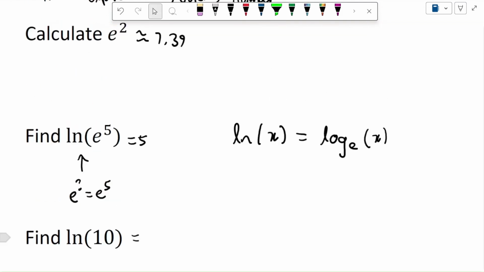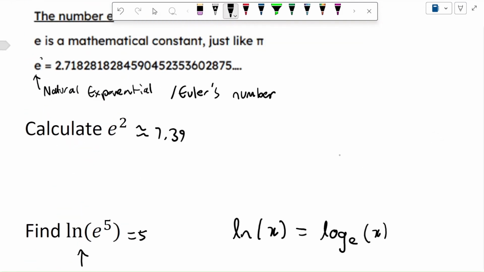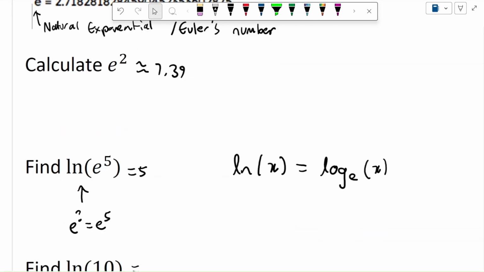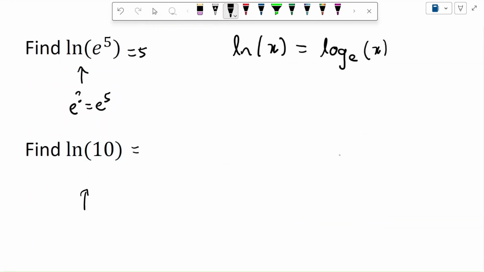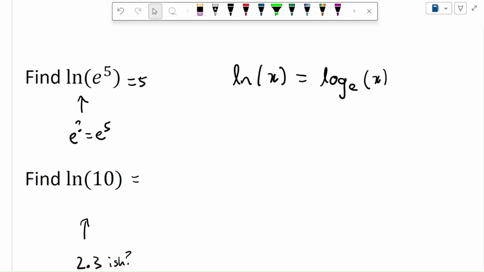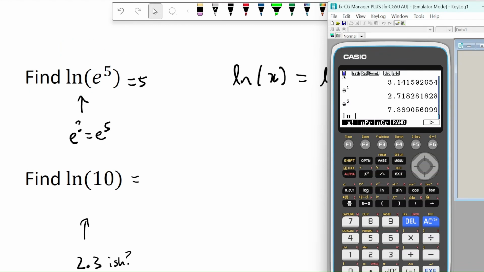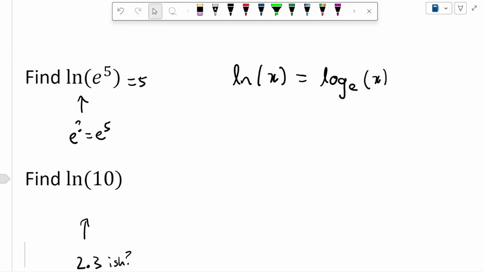ln of 10. So we saw that e to the 1 is 2.7 and e squared is 7.3. So I'd maybe like 2.3-ish, something like that. And we can work this out. So ln of 10 would be, hey, 2.3. I'm going to go 2.30.